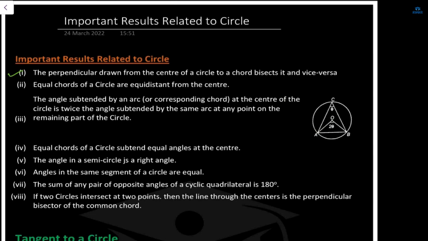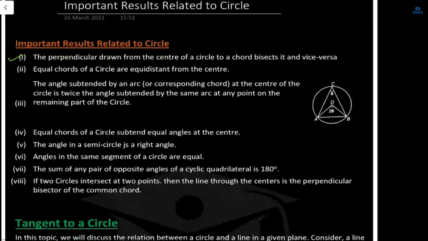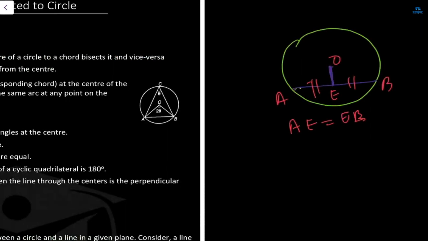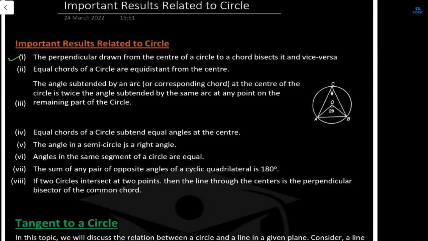Okay, matlab the opposite is also true. That means if a chord has equal parts, then OE is bisecting it, perpendicular on it. Equal chords of a circle are equidistant from the center. Two chords whose lengths are equal are equidistant also from the center.